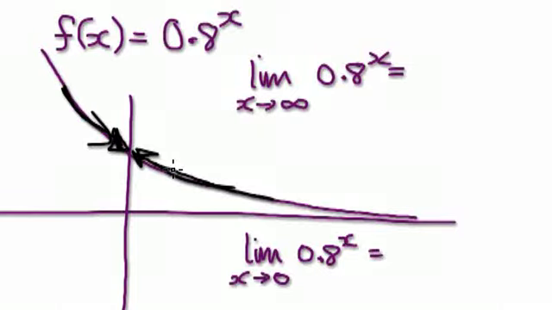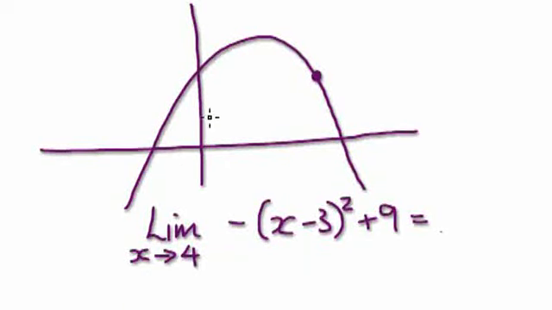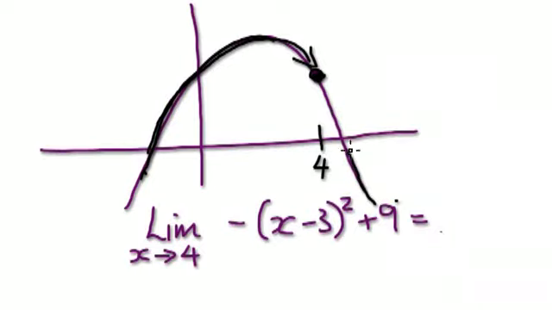So the limit exists. Okay, here's another example. Suppose you've got yourself a negative quadratic here. Now, as x tends towards 4, so from the left hand side it's heading towards a limit here, and from the right hand side it's also heading towards the same point. Whatever this point here is, that's your limit.